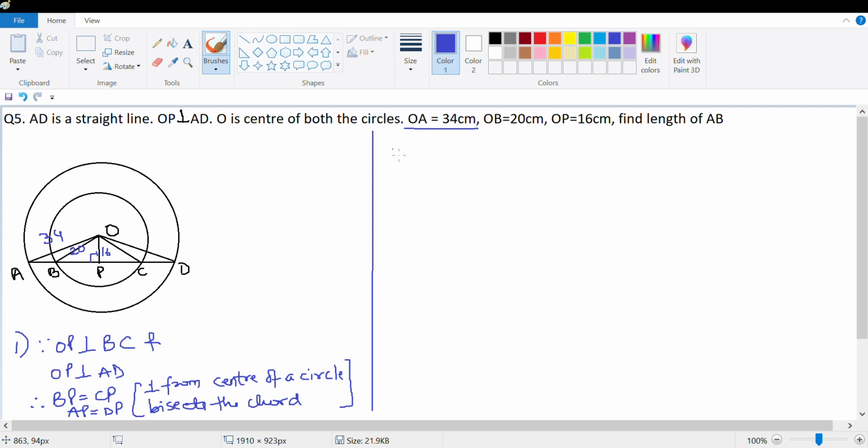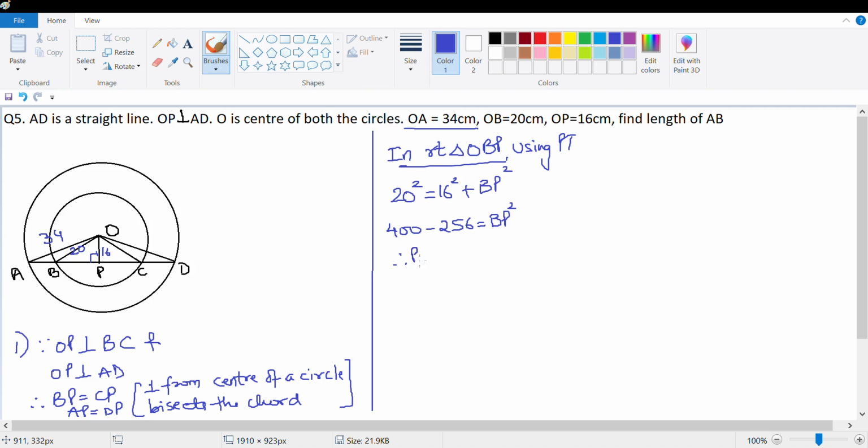So let's apply Pythagoras theorem again. In a right triangle OBP, using Pythagoras theorem, I get OB square, which is 20 square, is equal to 16 square plus BP square. This is 400 minus 16 into 16, that's 256, is equal to BP square. Therefore BP would be equal to square root of 144, that's 12 centimeter.